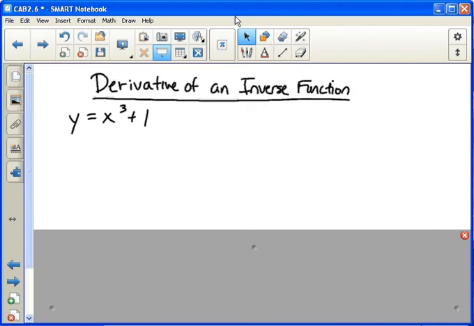One other skill you need to know how to do is to find the derivative of an inverse function at a specific point. Now, before we talk about derivatives and how this applies to calculus, I want to just make sure you still remember what an inverse function is.